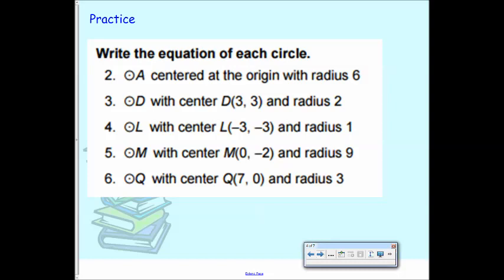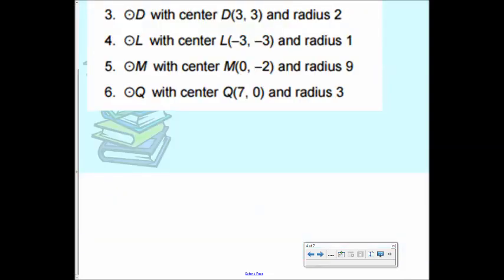Okay, so let's talk about graphing them then. So given an equation of a circle, how would you graph it? To graph a circle, you just need those two pieces of information, right? You need the center and the radius. Let's say, for instance, here's your coordinate plane, and I know that the center for this one is 7, 0, and the radius is 3. So how would I start that?